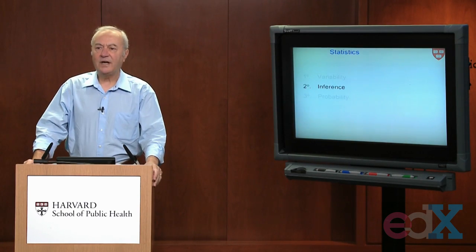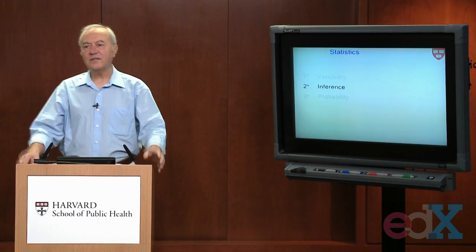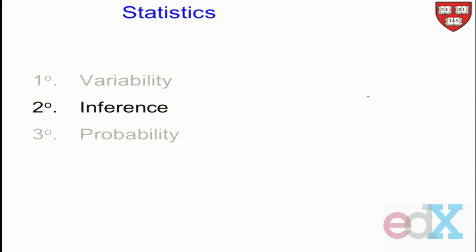Okay, so all along we've been saying statistics has got three main components, and we spoke about the first one, variability. We spoke about the third one, probability, and now we talk about the main point of this whole course, and that is inference. So today we start talking about inference, and this is when the magic starts happening.